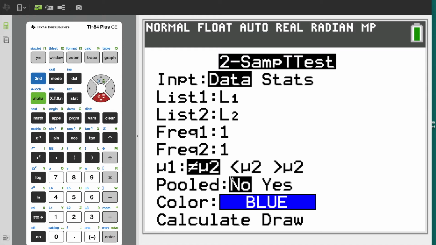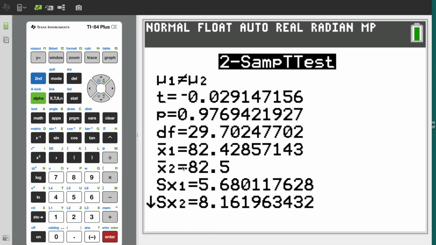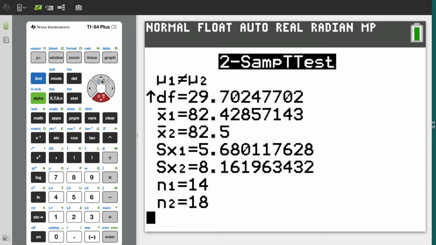For the pooled option, for this course, I'm always going to say our pooled sample is going to be no. This is for when you look at whether the standard deviations, the variances, are close enough together or not. For this course, we are always going to put no. Go down to calculate, and here's all of our statistics. It gives you the average of both, the standard deviation of both. You scroll down, it gives you your sample size.